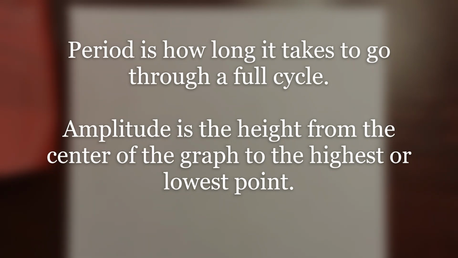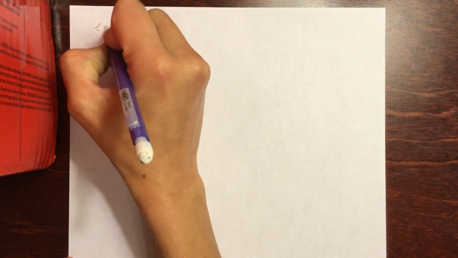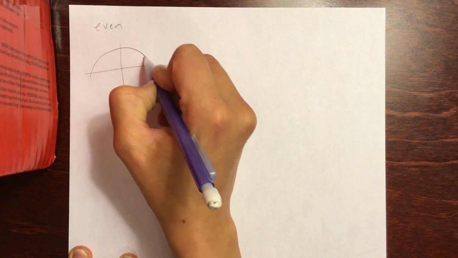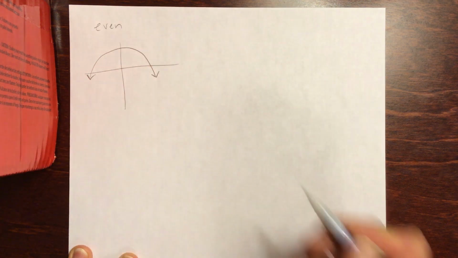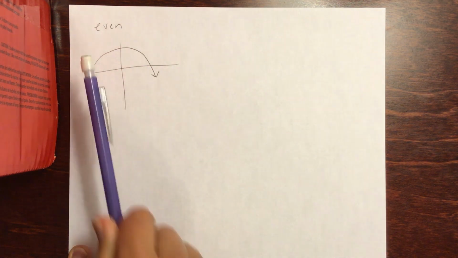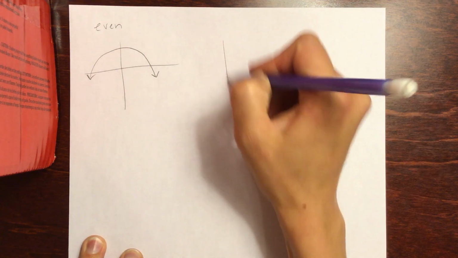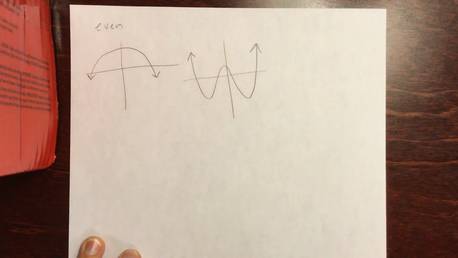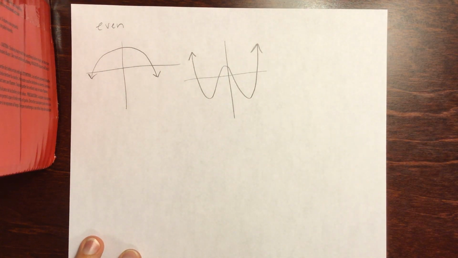Wave functions, which are what the sine and cosine functions are, have amplitudes, and that tells you the height from the center of the graph to the highest or lowest point. And then last, we can talk about symmetry in graphs. Even graphs, if you fold them in half over the y-axis, look exactly alike. So if I fold over the y-axis here, the left side matches the right side. Their line of symmetry is right down the center, on the y-axis.